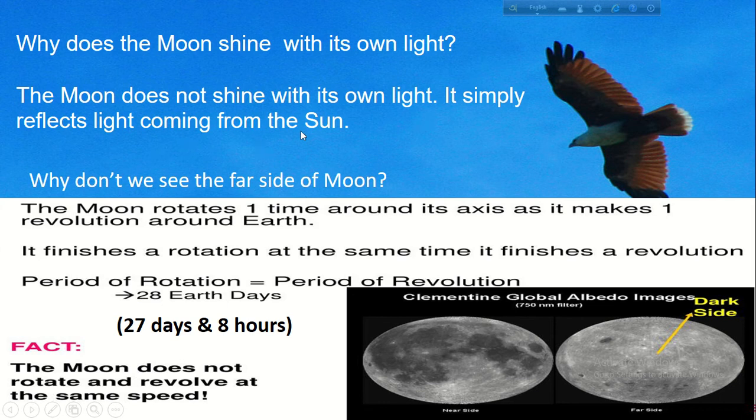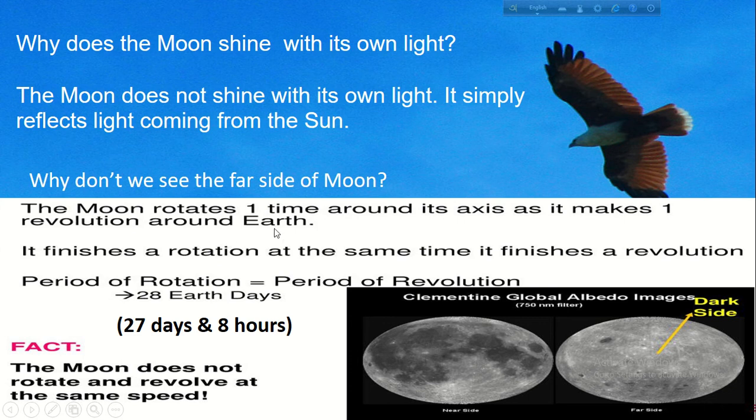We know the planet and satellite both do not have their own heat and light. They get light from the different types of stars of the galaxy. Why don't we see the far side of the moon? Follow the image. This is the near side of the moon and this one is the far side of the moon. So why don't we see the far side of the moon?